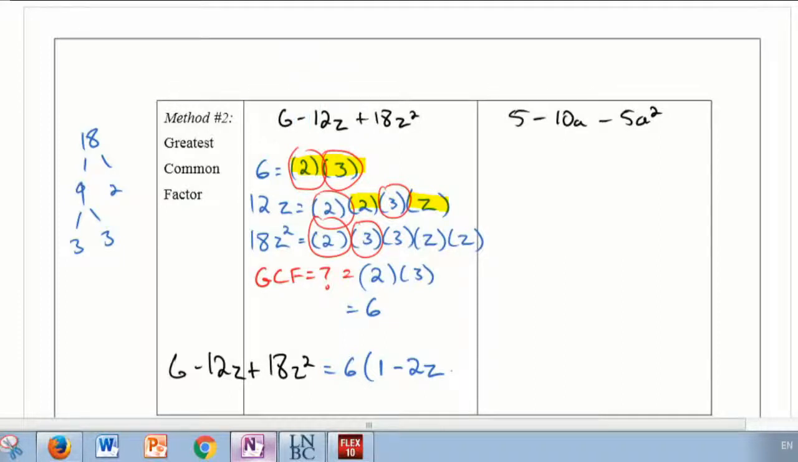Subtract it. And then my last term was positive, so I'm going to add it. What was left there? I see that I have a 3, a z, and a z. So 3z squared.